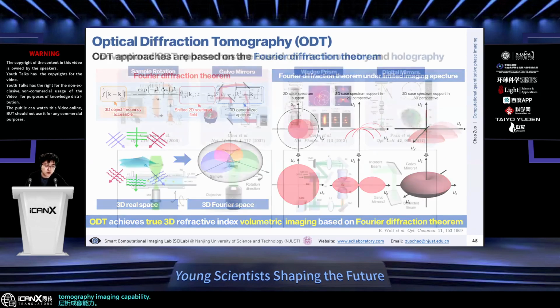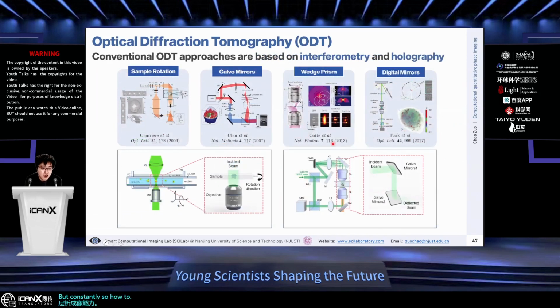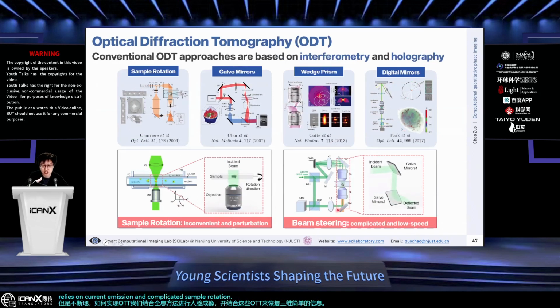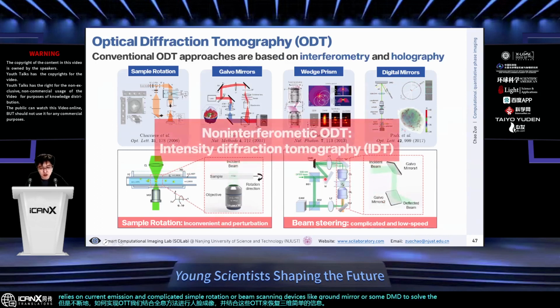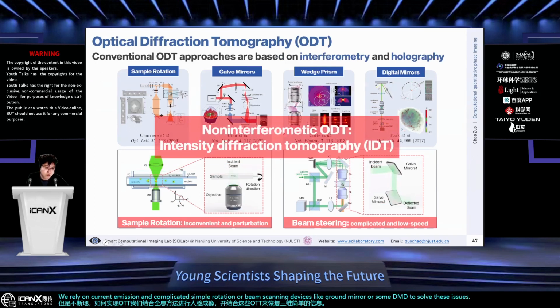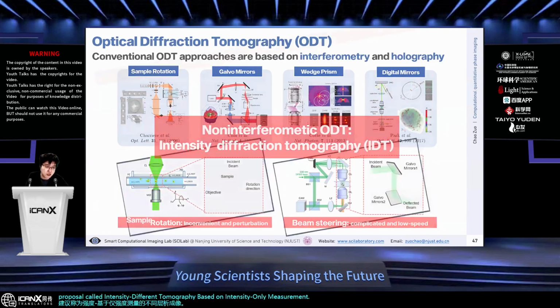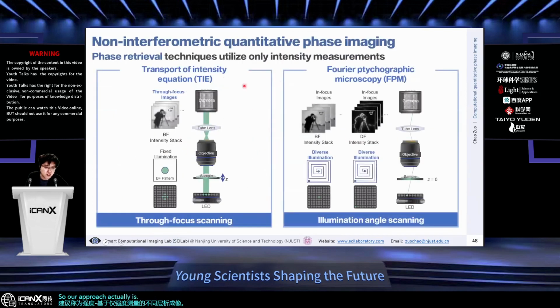Conventionally, to achieve ODT, we combine the holography approach for phase imaging with ODT to recover the 3D sample information. It relies on coherent illumination and complicated sample rotation or beam scanning devices like galvo mirrors or DMDs. To solve these issues, we want to extend ODT from interferometric to non-interferometric. So we proposed intensity diffraction tomography, based on intensity-only measurements. Our approach is an extension of the conventional transport of intensity equation and Fourier ptychographic microscopy.